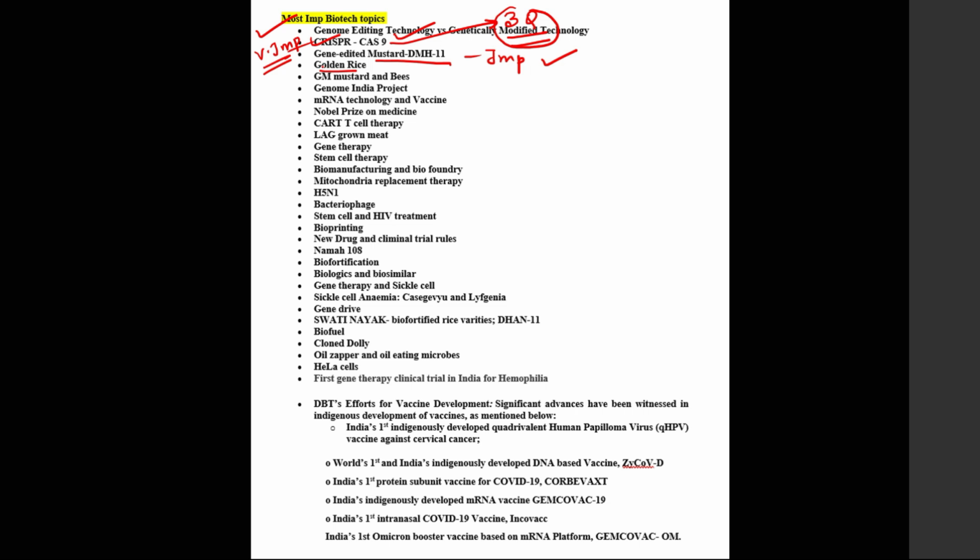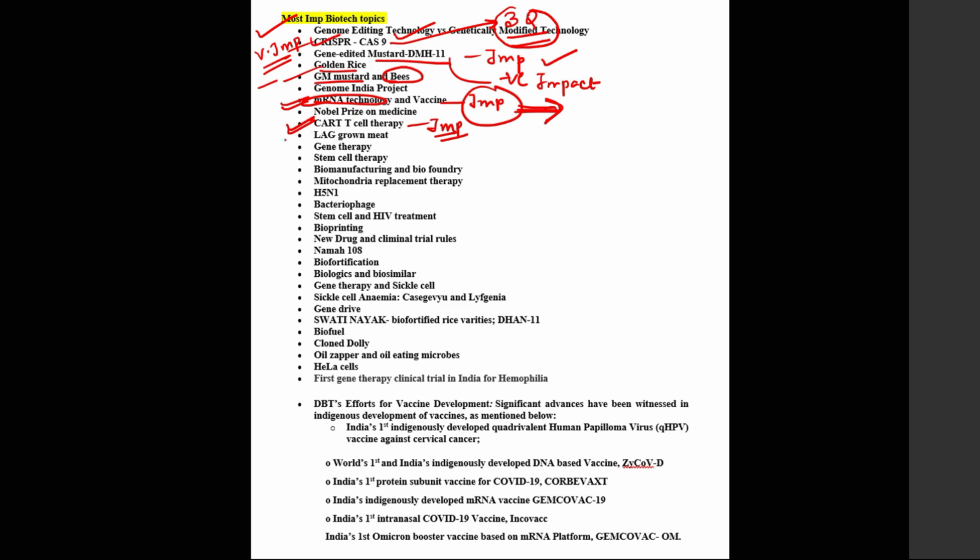Next, golden rice. This is also in news, golden rice. Then guys, what is the impact of GM mustard on bees? So things related to GM mustard, what are the negative impacts it can have on the environment, we can prepare. Next topic which is very important is mRNA technology. This is a very important topic, guys. I have a firm belief that there will be a question on mRNA technology. Guys, next, the topic which is very important is CAR T cell therapy. Again, this topic is very important.